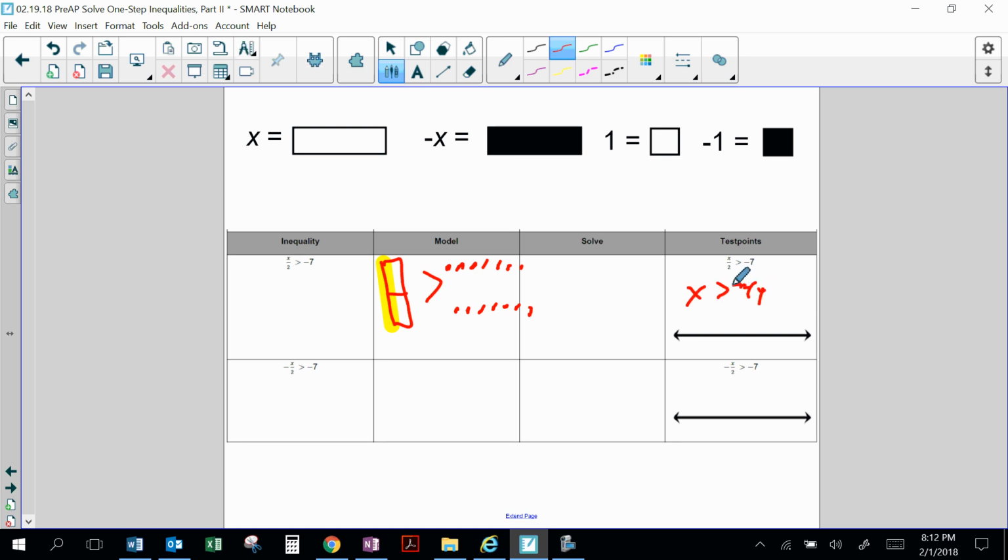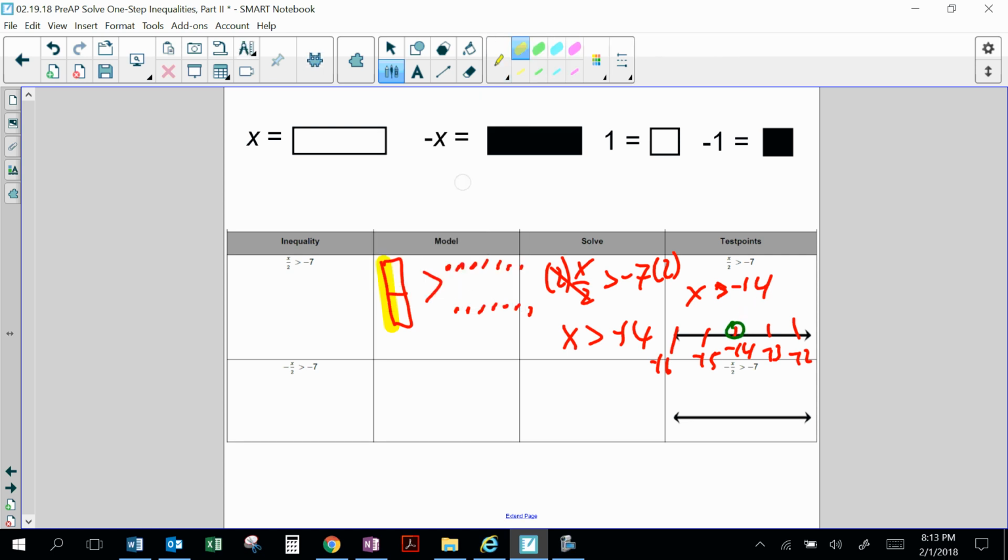Let's solve this algebraically. I multiply both sides by 2. Cancel. X is greater than negative 14. And let's do negative 14, negative 13, negative 12, negative 15, negative 16. If it is greater than negative 14, can it be negative 14? No. Open dot. Can you highlight numbers that are greater than negative 14?